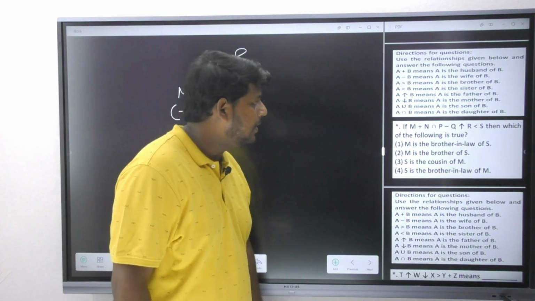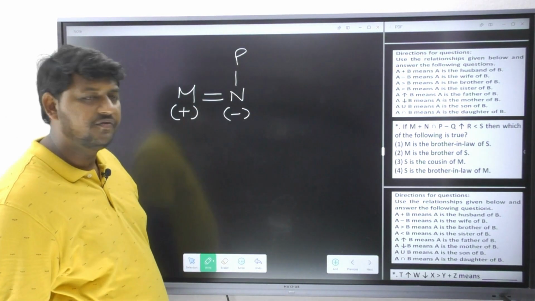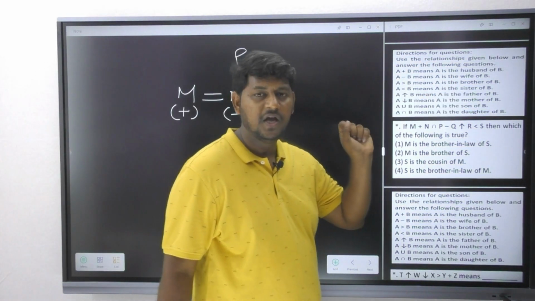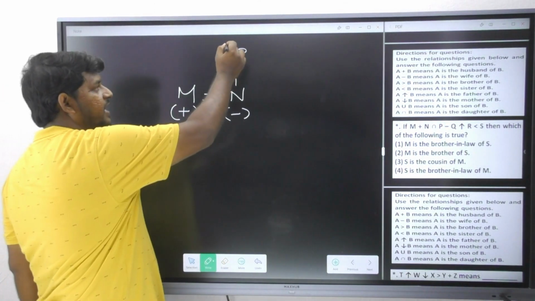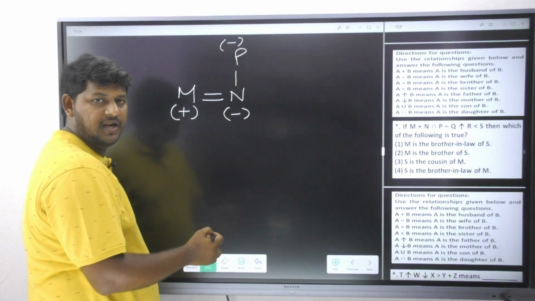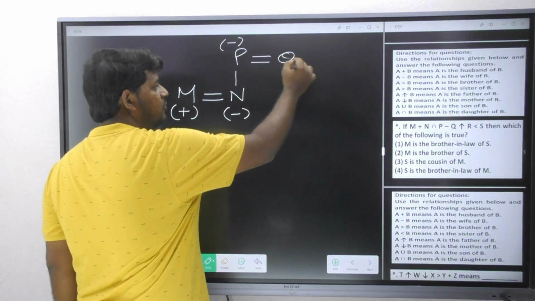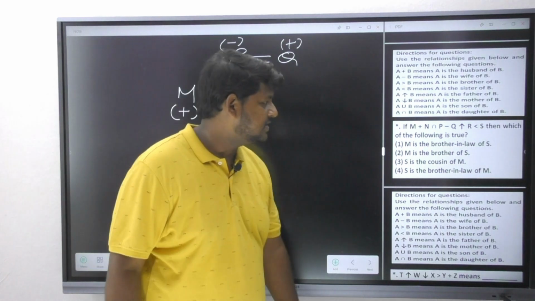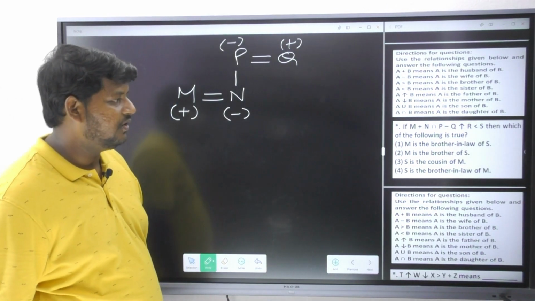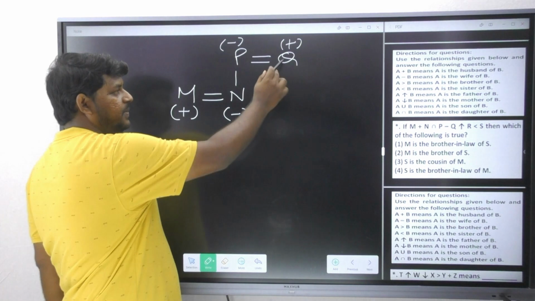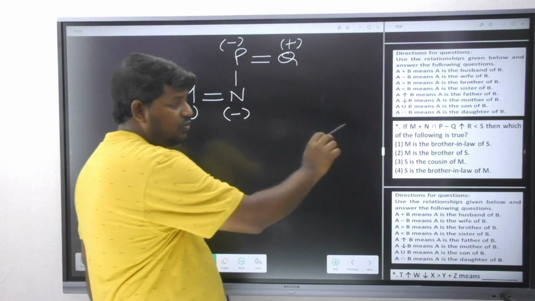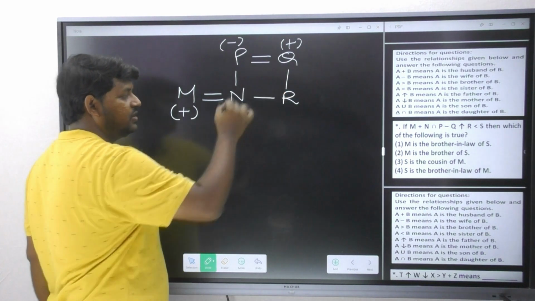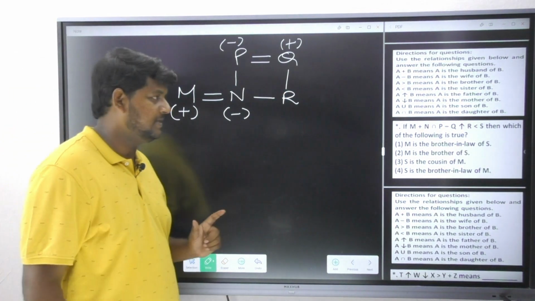Let's wait. P is wife of Q, because the minus symbol is giving you the wife relation. So can I confirm the gender of P as female? P became wife of whom? Q. So Q is definitely a male over here. Next, Q is the father of R. Q already became father of N. Now Q is also becoming father of R. So both N and R are going to be siblings.